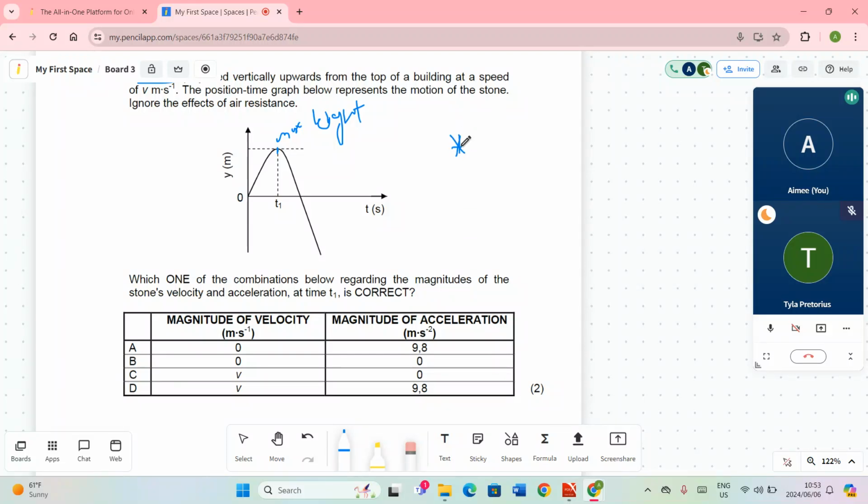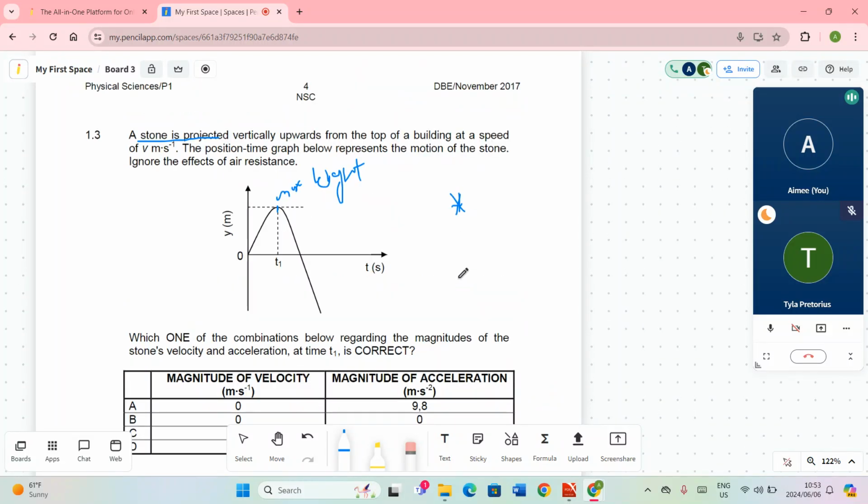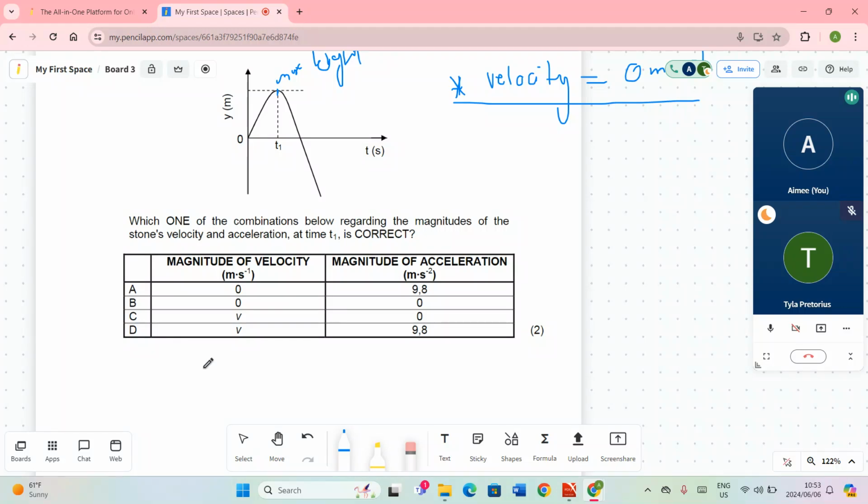And one thing that you need to know, an important thing when we're dealing with equations of motion, because this is an equations of motion question, is that when an object reaches its maximum height, its velocity is equal to 0 meters per second. Okay? When an object reaches its maximum height, its velocity is equal to 0. So we know the answer that we're looking for has to have 0 in there somewhere.